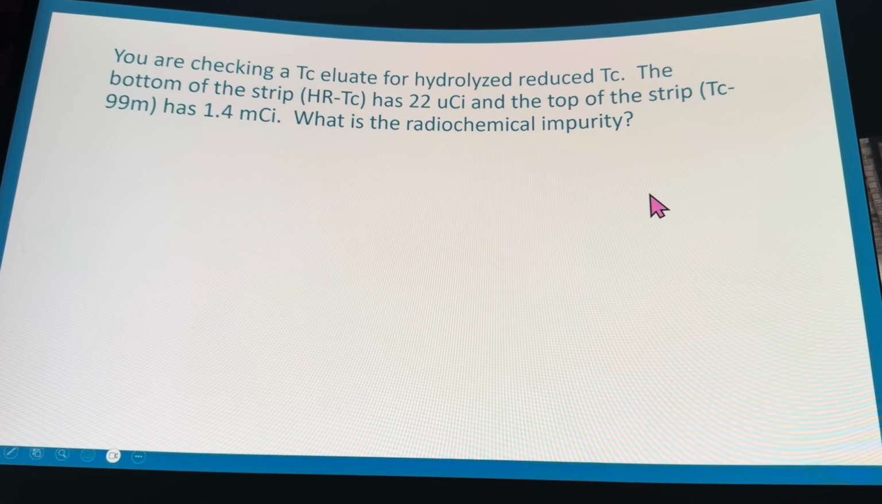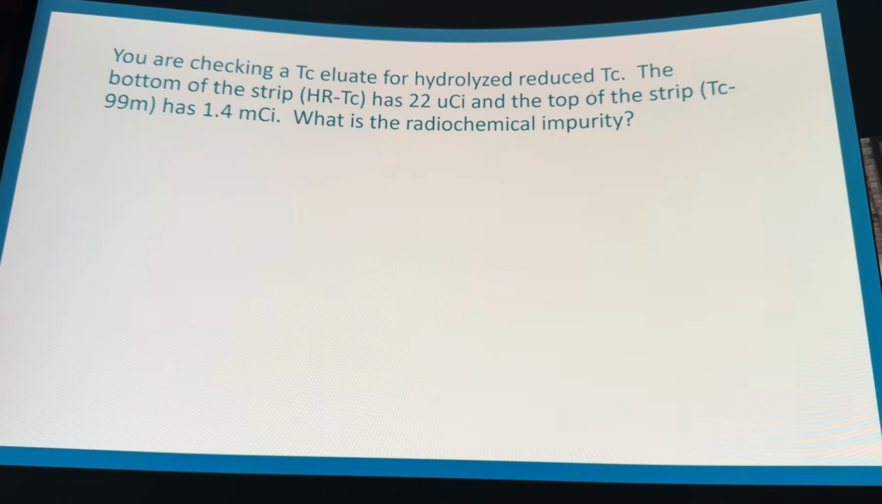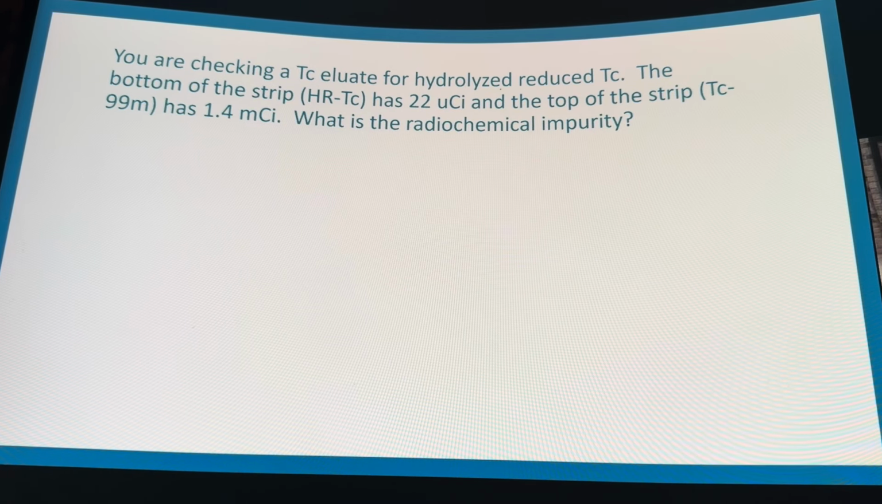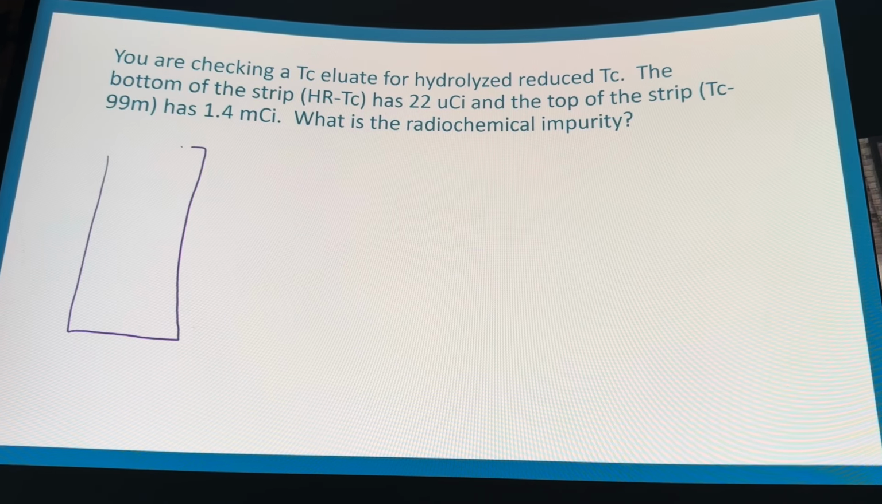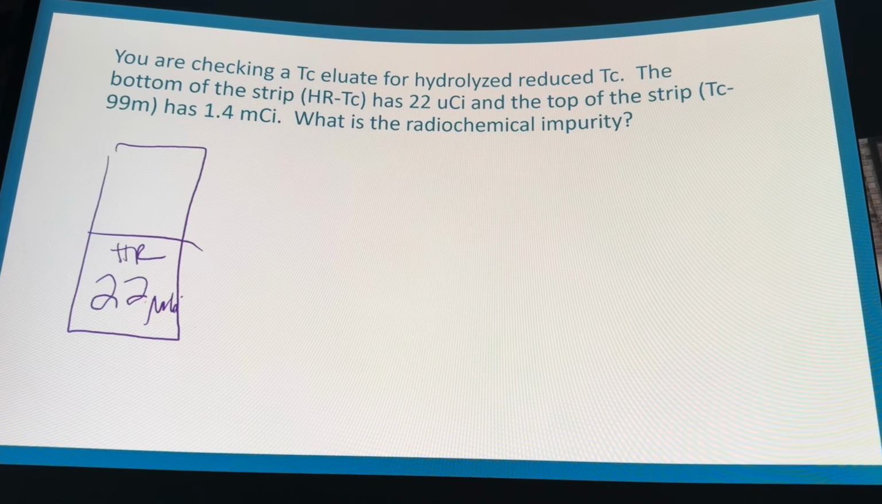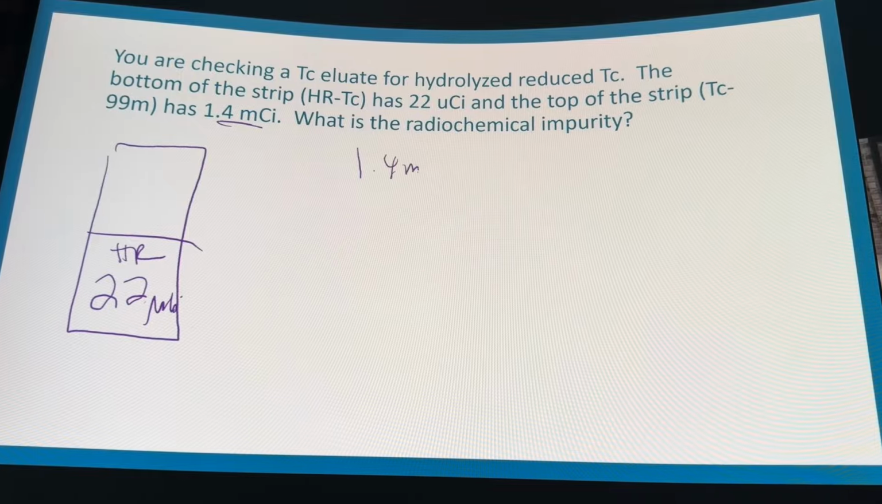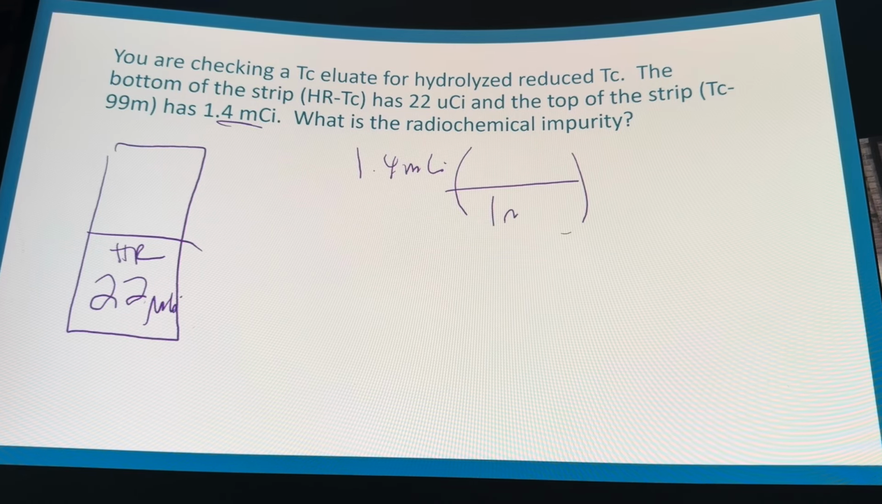All right, now we're going to look at hydrolyzed reduced tech. So you're checking your tech eluate for hydrolyzed reduced tech. The bottom of the strip, which is the hydrolyzed reduced tech, has 22 microcuries. The top of the strip, which is your technetium, your eluate, has 1.4 millicuries. I have to convert this. So 1.4 millicuries, 1 millicurie is 1,000 microcuries.